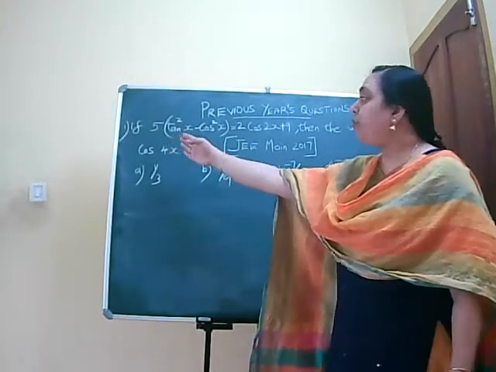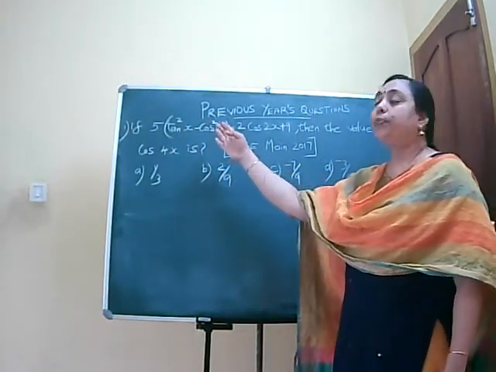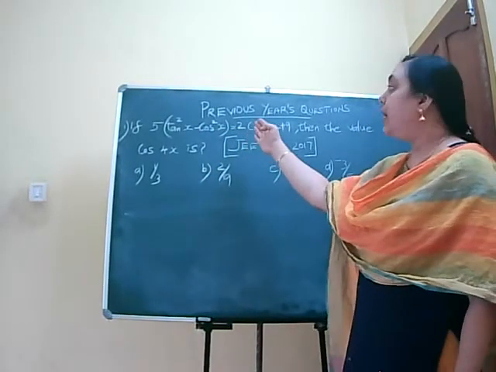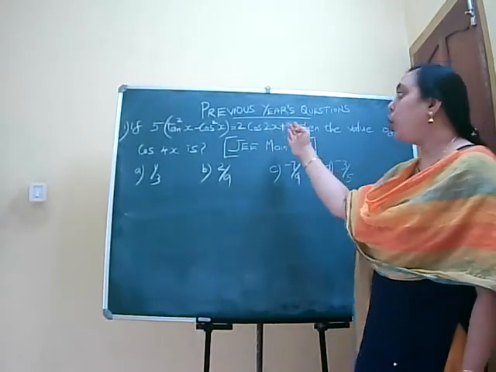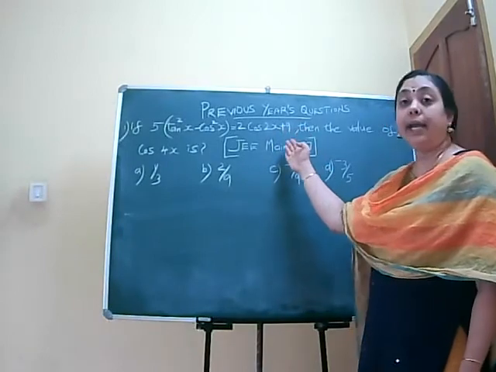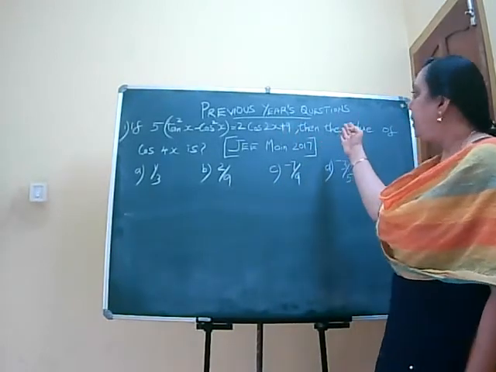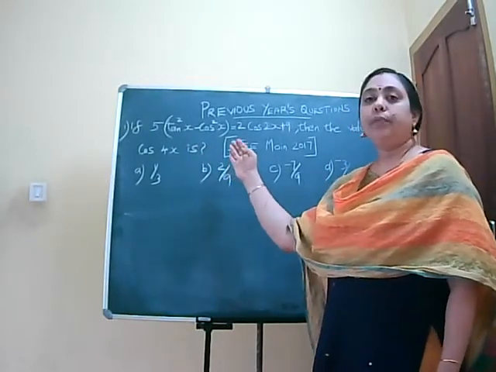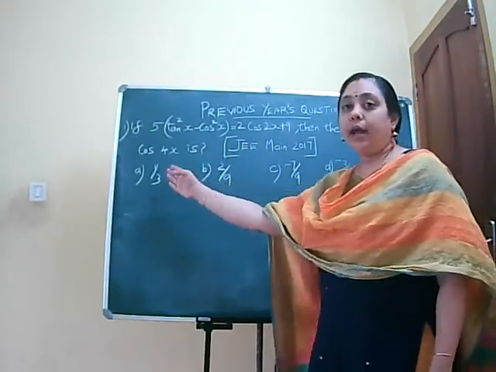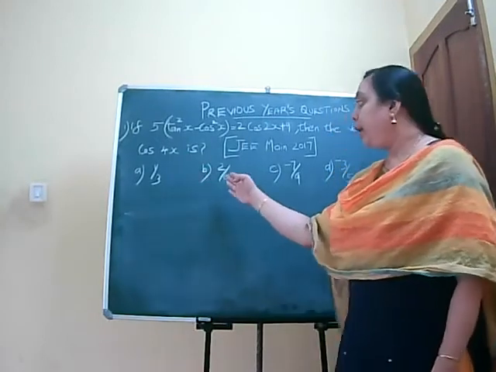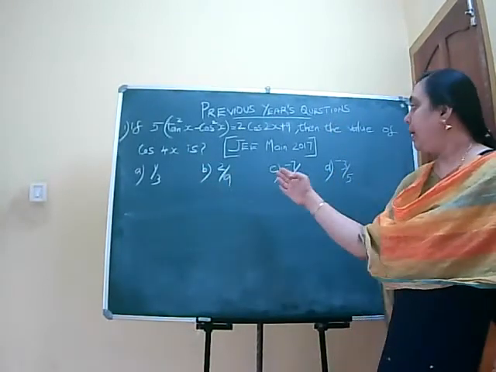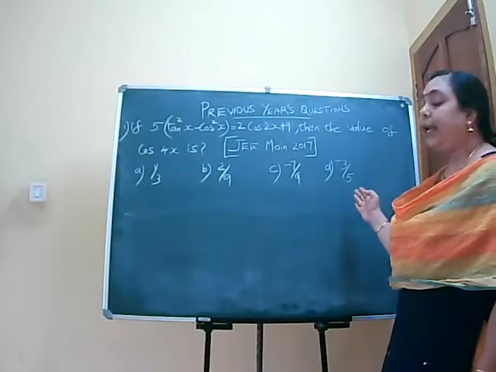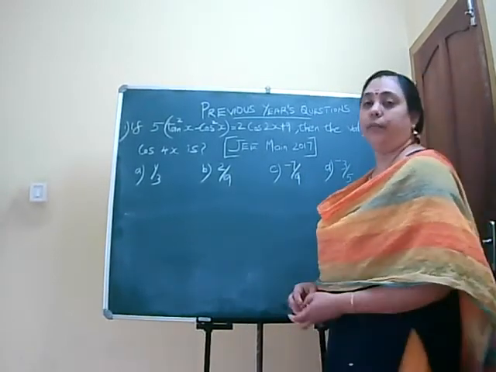Question: if 5 into tan square x minus cos square x is equal to 2 cos 2x plus 9, then the value of cos 4x is. Options: A 1 by 3, B 2 by 9, C minus 7 by 9 and D minus 3 by 5.